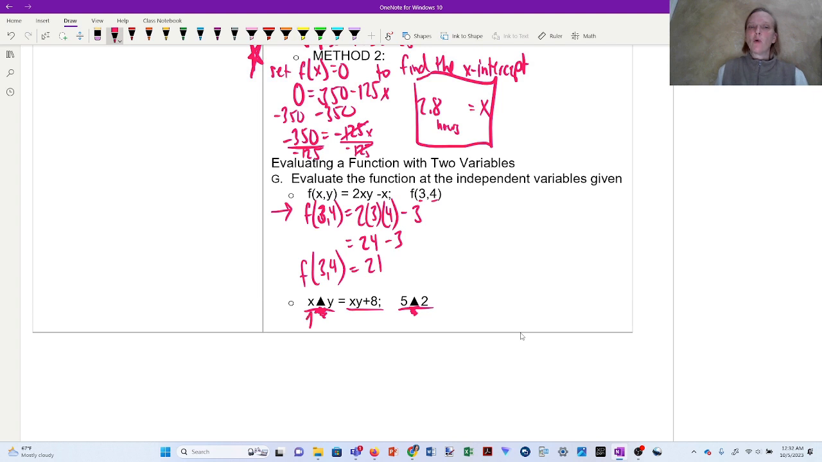Once again, the order, if x is listed first and then y, then you get the same thing with your variables. x is going to be 5 and 2 is going to be y. So if I plug in my values where they belong, 5 times 2 plus 8, well, 5 times 2 is 10, plus 8 gives me a total of 18. So I've just determined that my function x triangle y equals 18 is the solution to this particular problem.